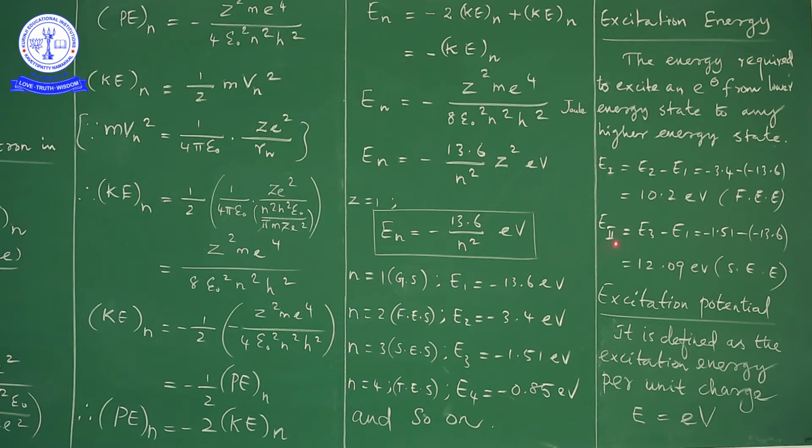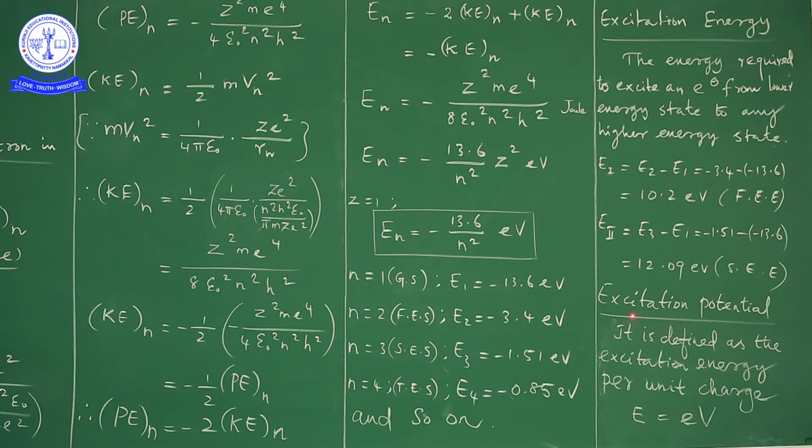Then calculate the second excitation energy. Second excitation means we have to consider E3 and E1. The value of E3 is minus 1.51, and the value of E1 is minus 13.6. While simplifying these two values, we get 12.09 electron volt. This is called the second excitation energy. Like that, we can calculate the first excitation, second excitation and third excitation.